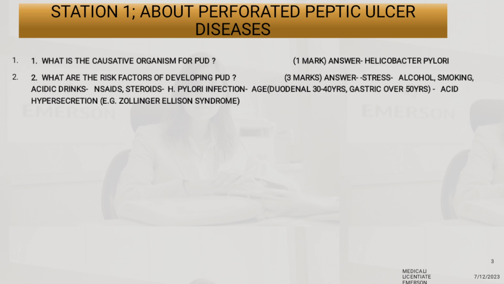Then we have age. So for the age, duodenal ulcers are common in those 30 to 40. Then gastric ulcers are common in those who are over 50 years. And then we also have acid hypersecretion, for example, in Zollinger-Ellison syndrome.